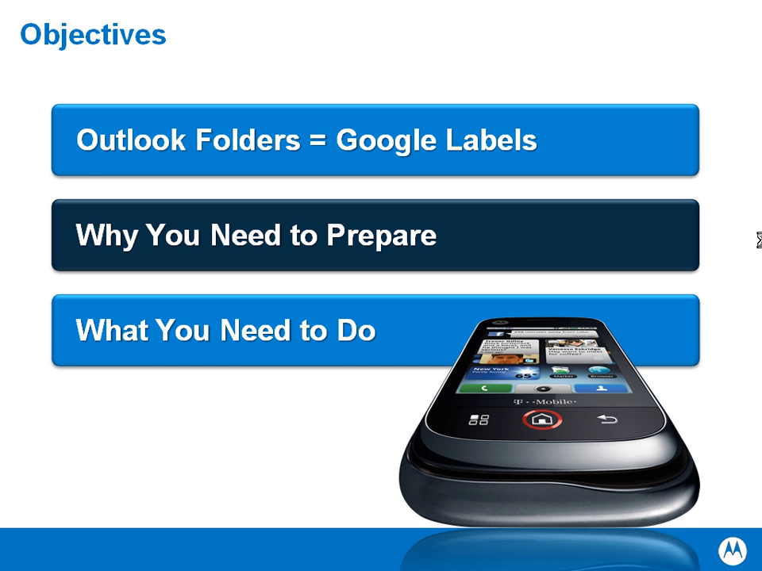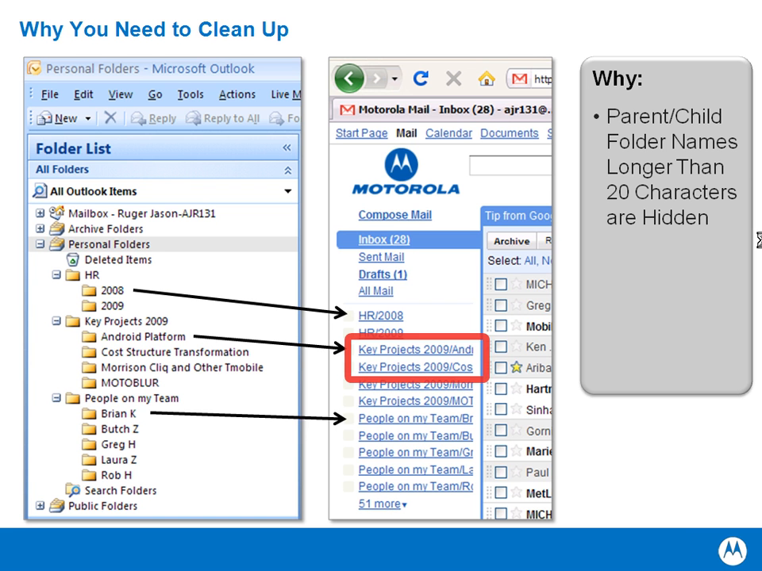Let's talk about why you need to prepare. We talked about this 20-character length issue. In the example on the left in Outlook, you'll see a top-level folder called Key Projects 2009 and a subfolder called Android Platform. You see in the Google world, it's combined into a single label called Key Projects 2009/Android Platform, and Android Platform is truncated, so you can't see it. This is why it's important that you prepare your Outlook folders and shorten their names.